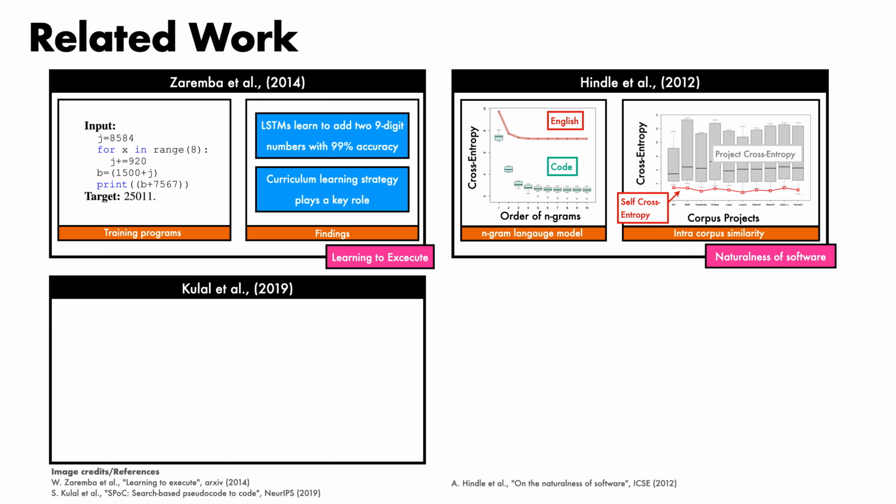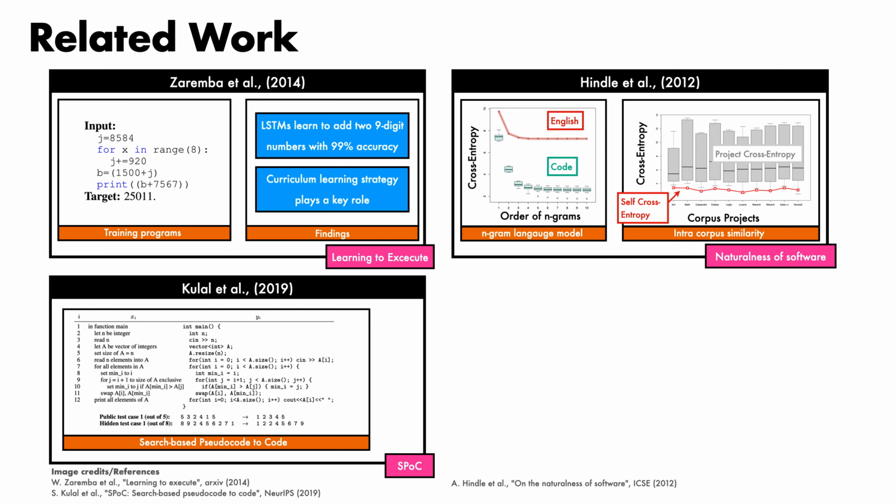A third related work is that of Kulal et al., who proposed SPOC, short for the task of search-based pseudocode to code mapping. In particular, the authors consider a task in which the model is given access to a pseudocode description of functionality, together with some test cases, and is required to produce a C++ code output. To study this task, the authors create the SPOC dataset by scraping 18,000 problems with test cases from Codeforces and tasking Amazon Mechanical Turkers with writing pseudocode translations.